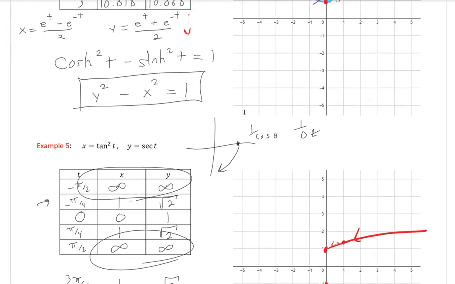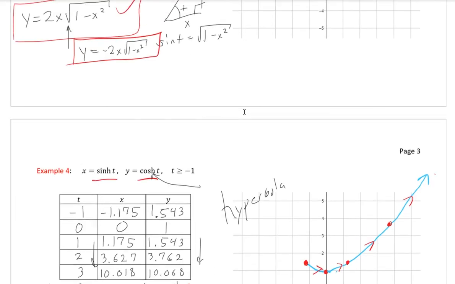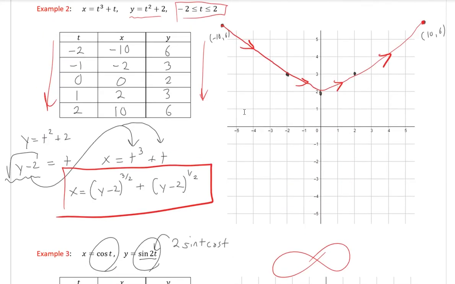All right, with that said, that's some examples of parametric equations and how to graph those, how to both graph those and how to solve for the Cartesian form of the equation if possible.